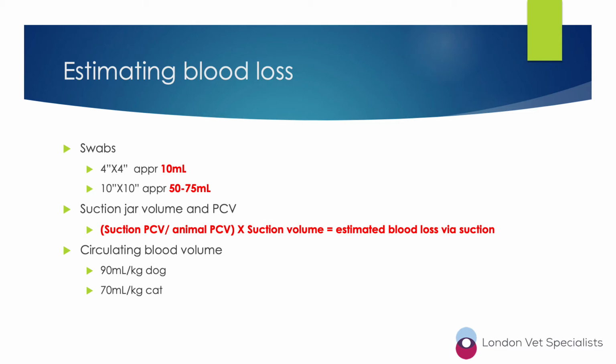And then we have to consider what that is in relation to the animal's circulating blood volume. Depending on where you look for this figure, the value may vary slightly, but generally the circulating blood volume of a dog is around 90 mils per kilo, and for the cat it's around 70 mils per kilo. An acute loss of 30% blood volume is probably a reasonable trigger for transfusion in a healthy animal.